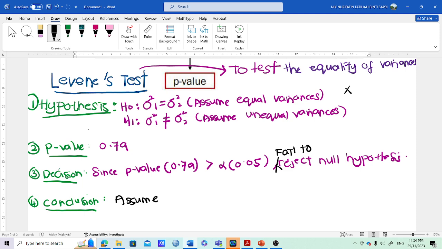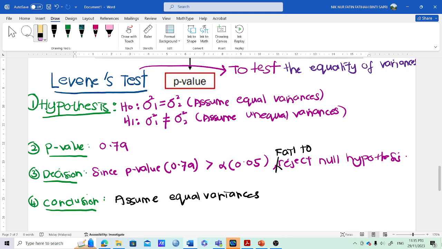Therefore, here we assume equal variances, since we fail to reject. We cannot reject the null hypothesis. When we fail to reject the null hypothesis, it means that we take the null hypothesis. Therefore, we assume equal variances.